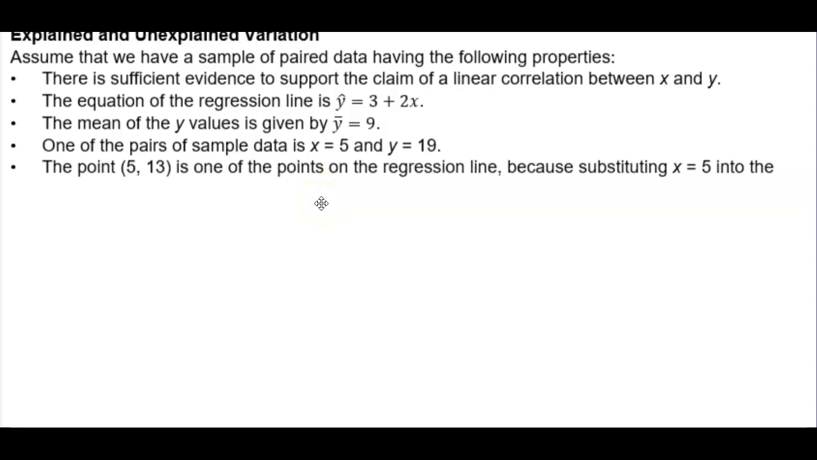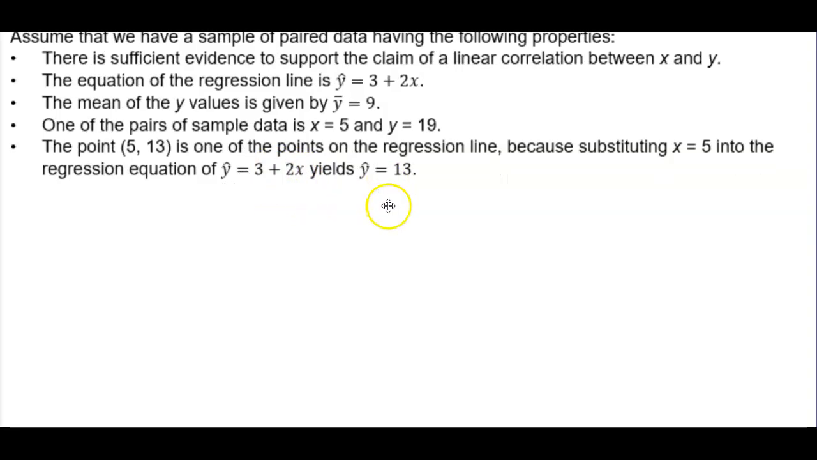The point (5, 13) is one of the points on the regression line because substituting x equals 5 into the regression equation of 3 plus 2x yields 13, because 3 plus 2 times 5, 2 times 5 is 10, plus 3 gives us 13.